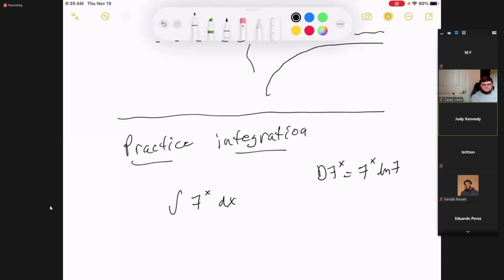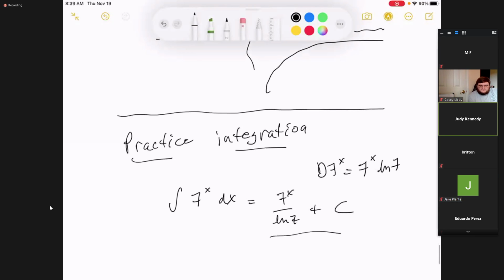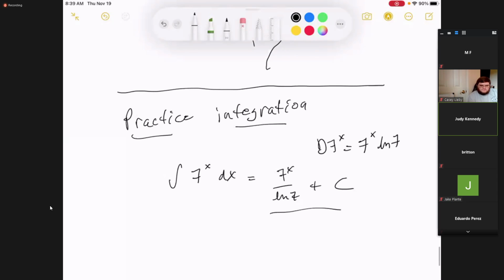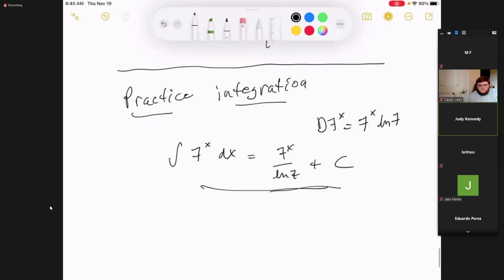Are y'all still there? Yes, ma'am. Somebody go ahead. Is it 7 to the x over ln of 7 plus c? Yeah, very good. Who's that? Jake? Okay, good, Jake. If this is true, then this is true. And ln of 7, of course, is not a variable. It's just a constant. How about this one?